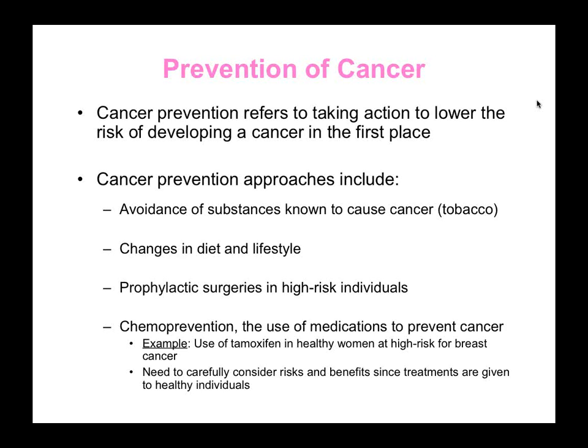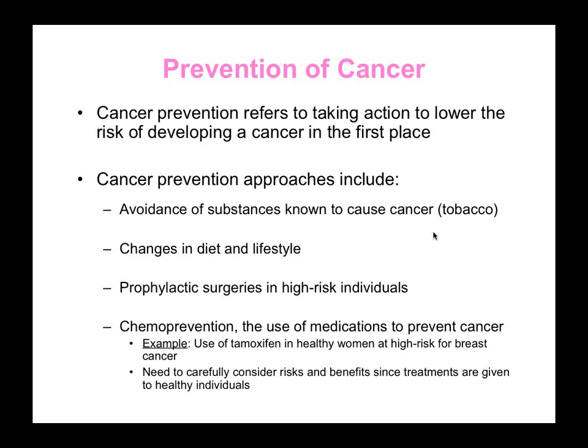And so these approaches are varied, but can range from just simple avoidance of substances known to cause cancer, so efforts for smoking cessation. They can relate to changes in diet and lifestyle. For high-risk individuals, prevention may take the form of prophylactic surgery to reduce that risk by removing that organ. But then there's also the whole concept of chemoprevention. And so again, this is using some medicine to prevent cancer.